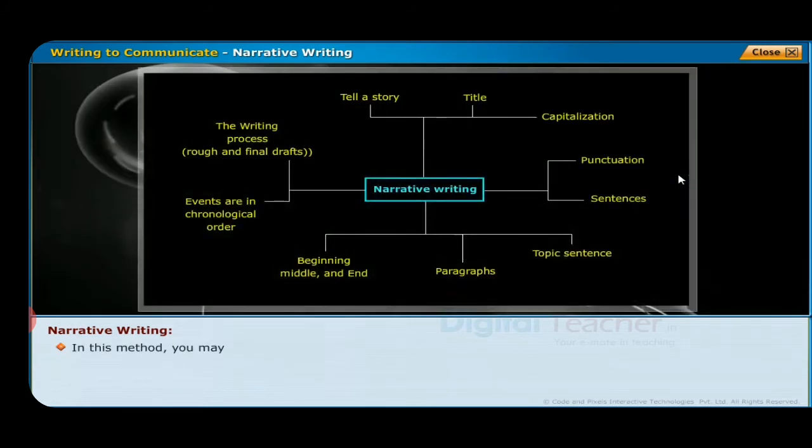In this method, you may write about 2 or more events. Make sure that the events are written in order. Give details about what happened. Use words like beginning, middle, and in the end. Finish the story with a good ending.